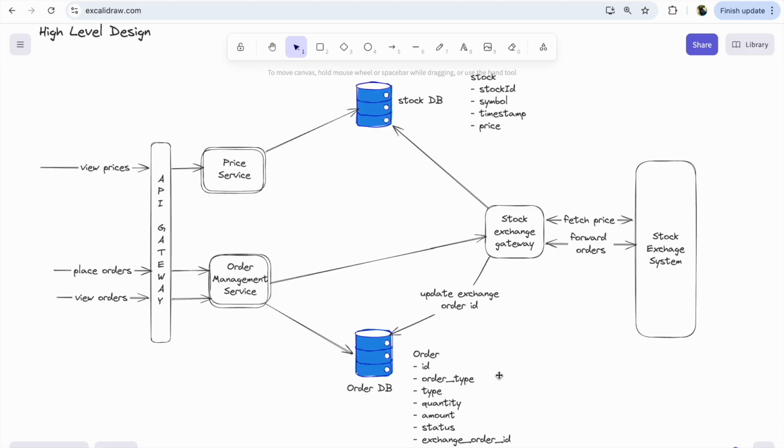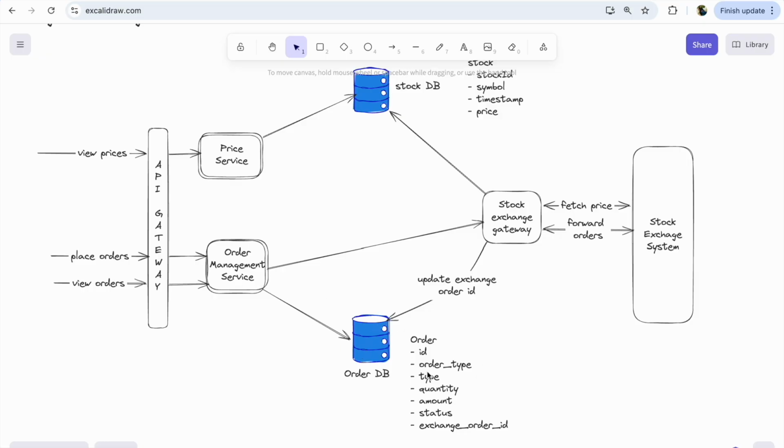Here also we are storing the order details in a database. This is the order DB, and what we are storing here is the ID, the order type, which is basically whether it is a buy or sell order, the type, whether it's a limit order or market order, the quantity, amount, and status. The status can be whether the order is processed or in progress, whether it failed or was successful, and this type of status.